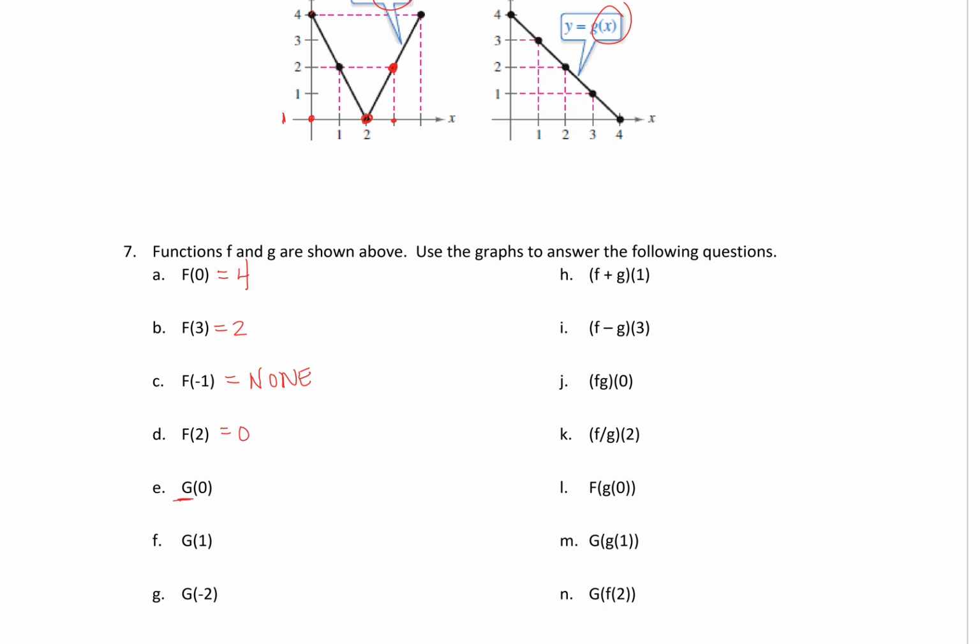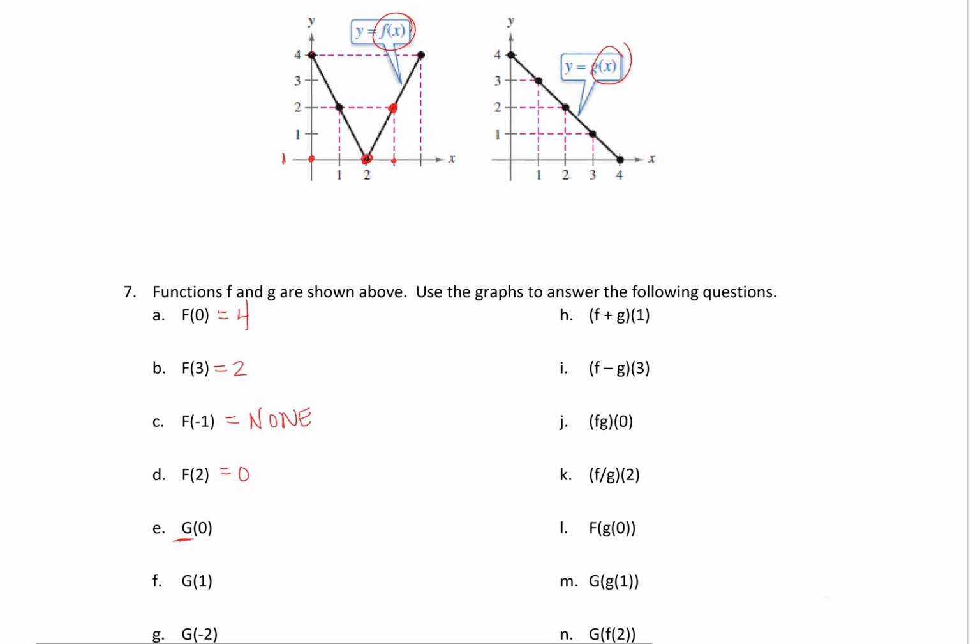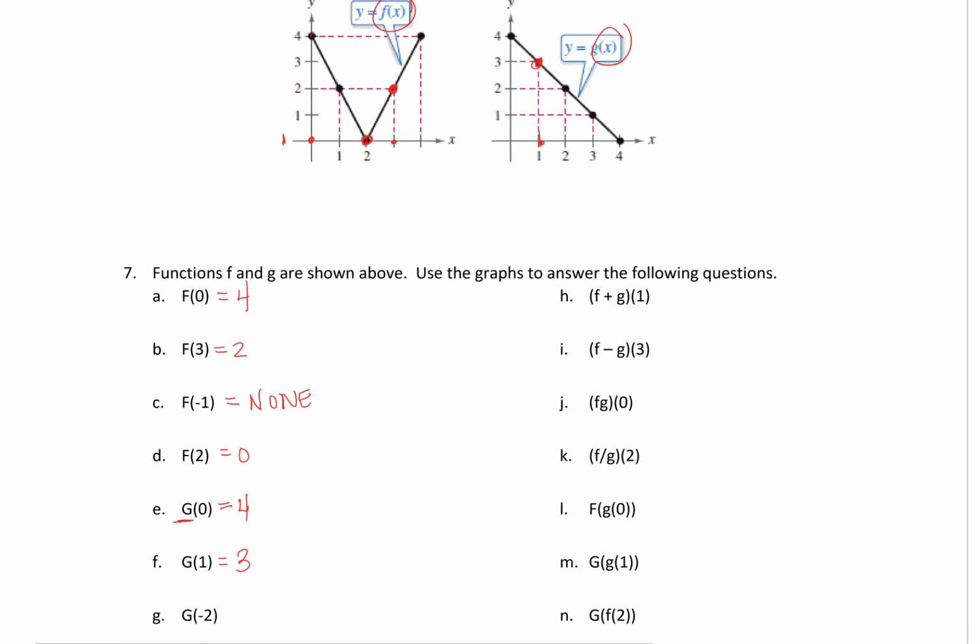And now all of a sudden it switches to my next function. Okay, so because I'm paying close attention, I know that I'm going to start looking at my second function. And I know that I'm looking where g is 0. So where x is 0 on g, my answer is 4. All right, I read my next one. Where x is 1, my answer is 3. And g of -2. Well, I don't have a -2 on my graph, so that there is none.